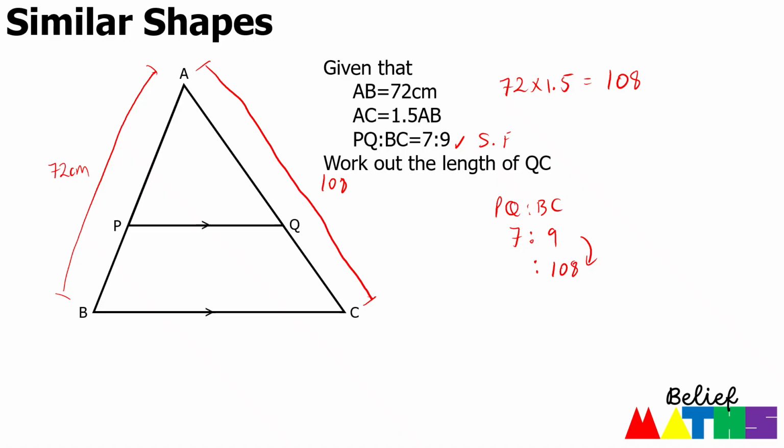What's our scale factor here? So 108 divided by 9, that means we times by 12. 12 times 7 is 84. That means that this smaller side, AQ, must be 84, because this scale factor is true for all corresponding sides. Therefore, to find QC, like we were asked to find, you're simply going to do 108 minus 84, which gives us an answer of 24 centimeters.